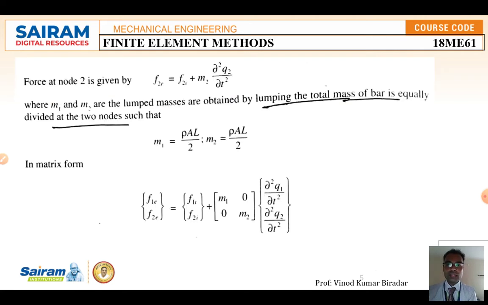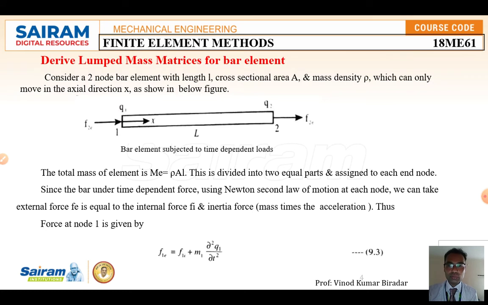Okay, so this is the total mass of the element. You can divide it in half and place one half at node number 1 and the other at node number 2. Since the bar is under a time-dependent force, according to Newton's second law of motion, at each node we can take the external forces.